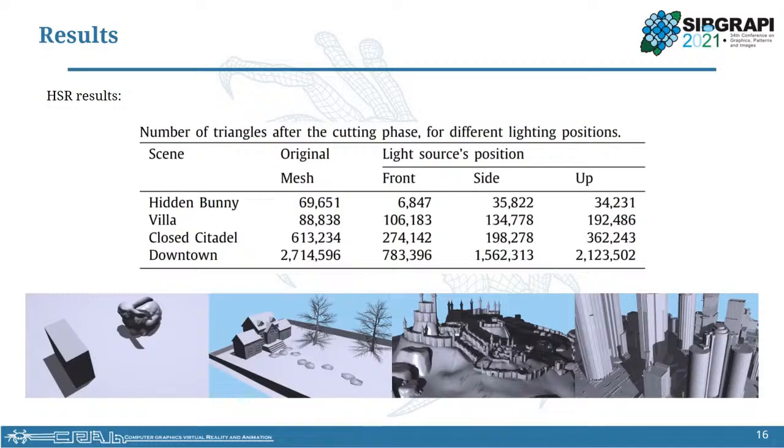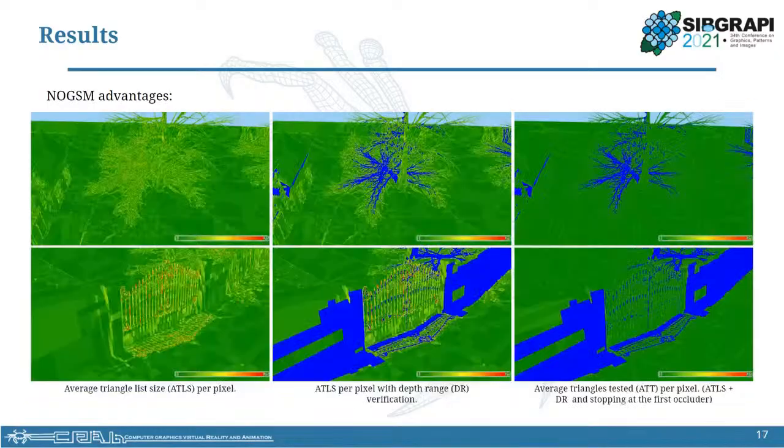In the majority of the cases, the amount of triangles is reduced after the removal of hidden surfaces. Here we can see the advantages of the NOTM. The first column shows the number of triangles inside each fragment. In the second column, the blue color indicates the regions that fail the depth range test. The third column shows the number of tests per fragment using the fact that the triangles are disjoint. This allows the shadow check to stop when the first occluder is found.